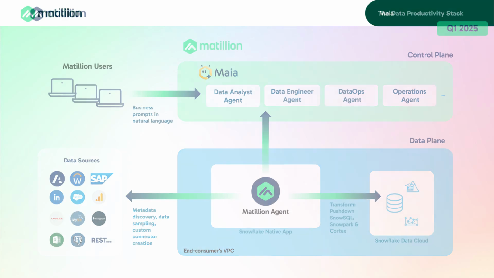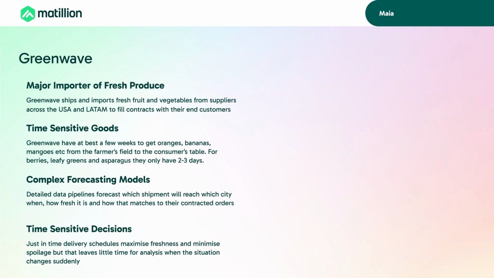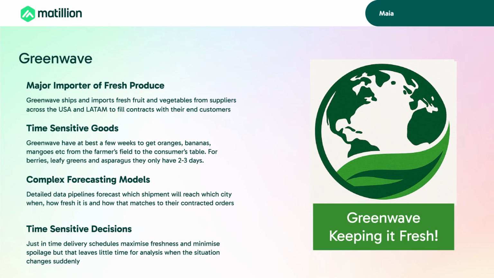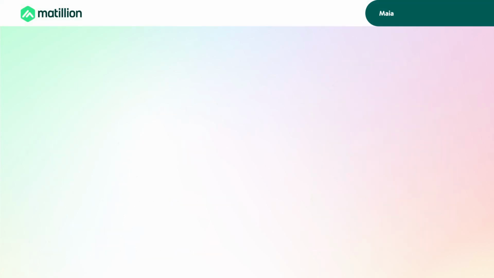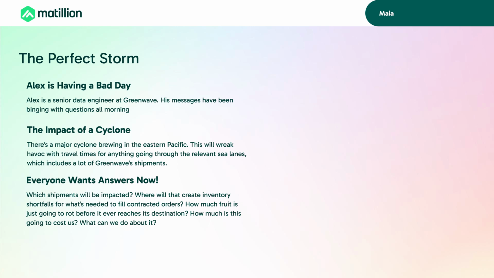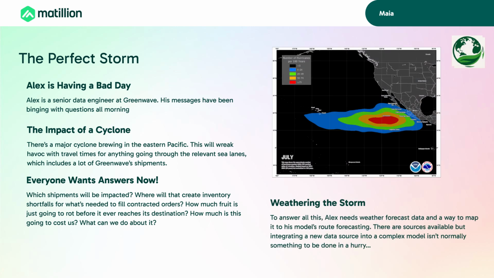In this example, we'll be working for a synthetic company called Greenwave, and we will act as a data engineer for that company. In our example, Greenwave is a major importer of fresh produce, but there is a problem with the weather. There's a cyclone happening in real time. We need to understand how this cyclone will affect our business. We're going to use Maia to analyze the impact of that incoming storm front on your shipping goods and forecasting.